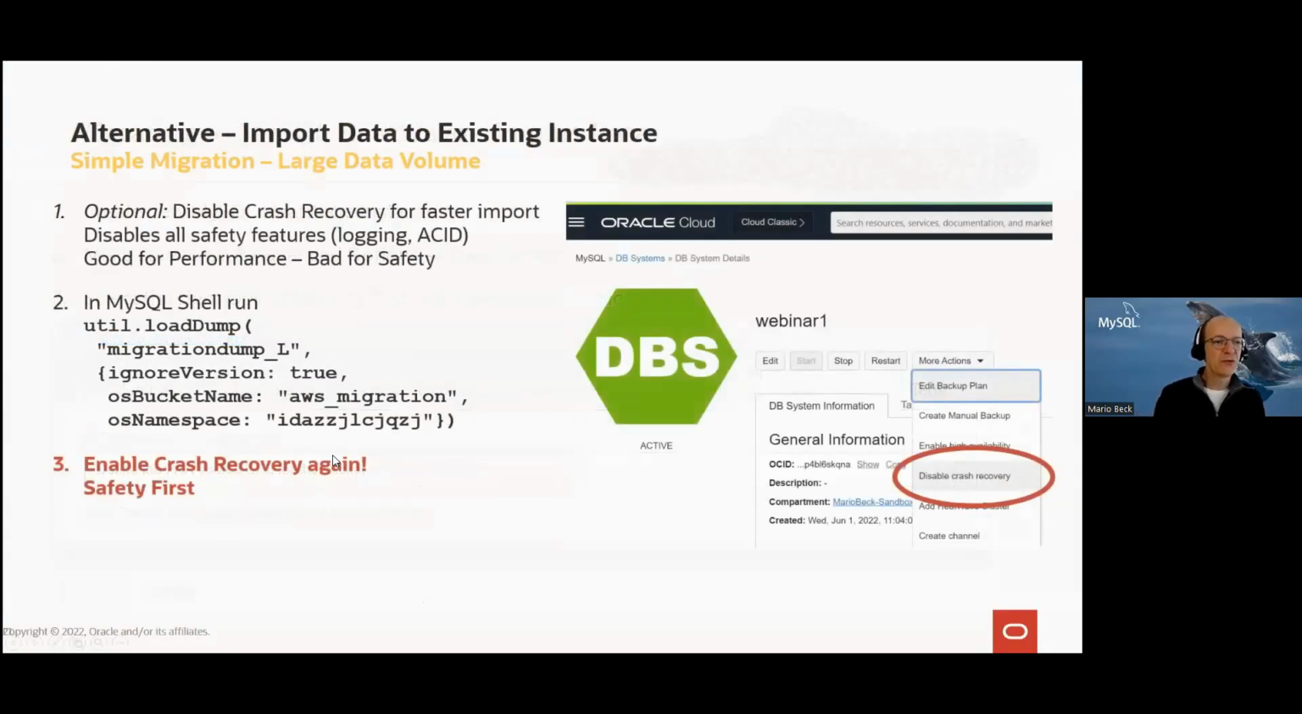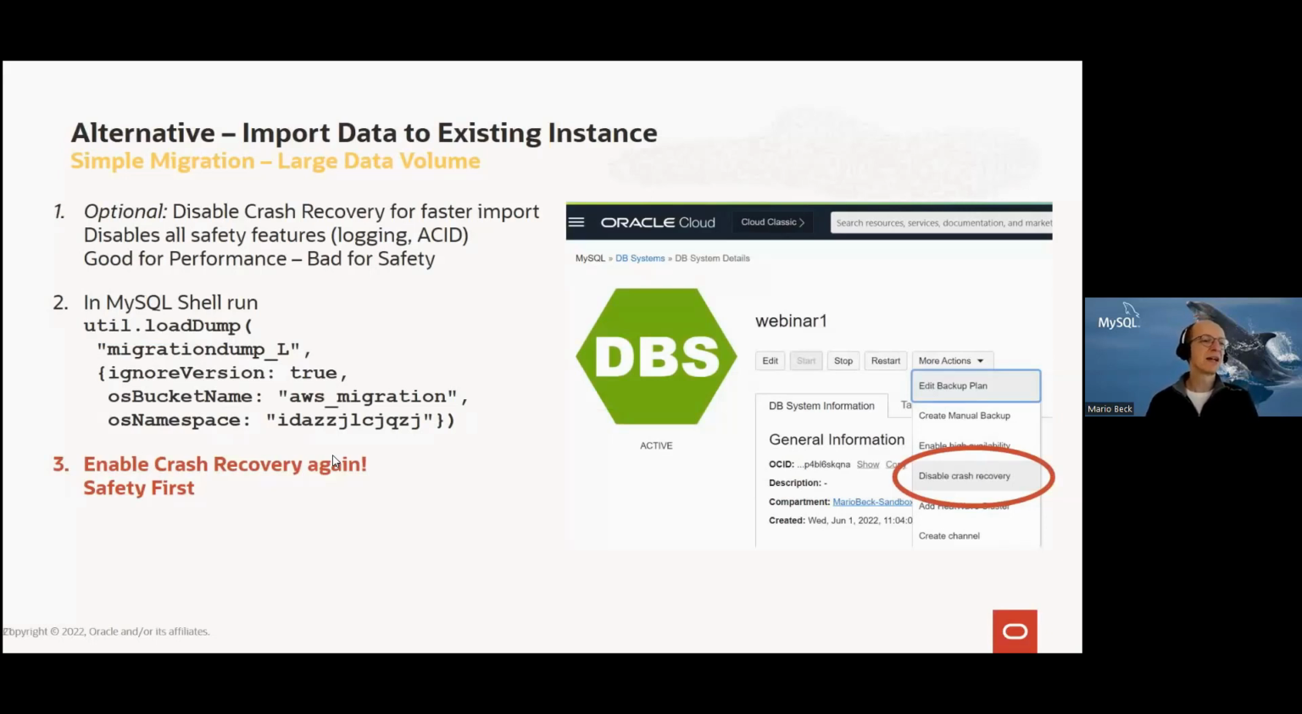There's one other way. If you already have the instance, if you want to load that data into an existing instance, there's another very interesting option, which I need to explain, but it's a bit tricky. Be careful with using that option. You can disable crash recovery for an existing instance. This means we will disable all safety features of that instance. No more InnoDB logging, ACID. We skip ACID compliance. We no longer do binary logging. All of that is gone.